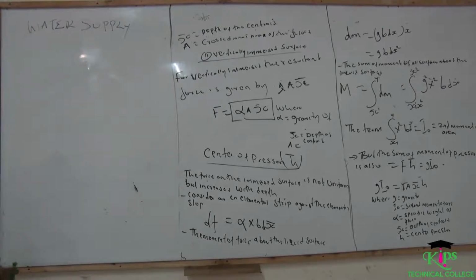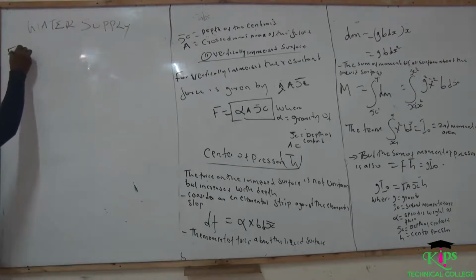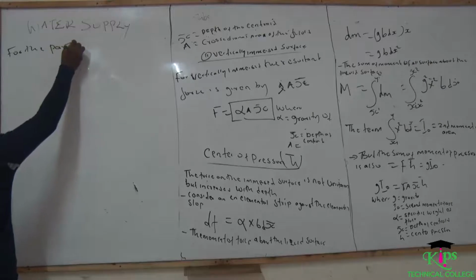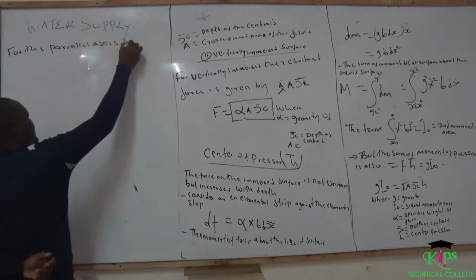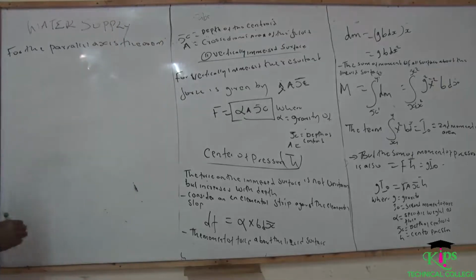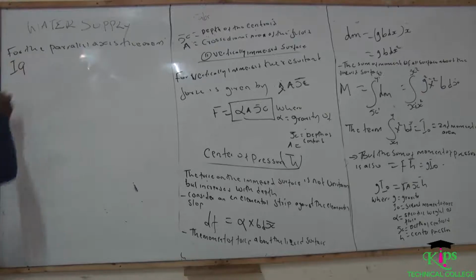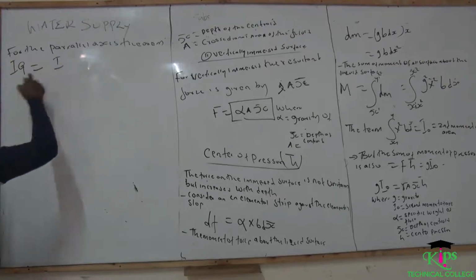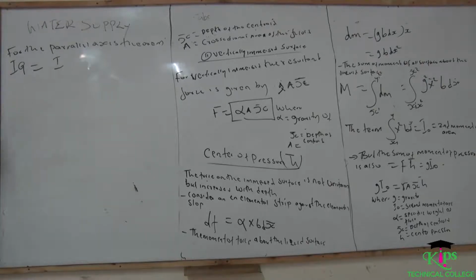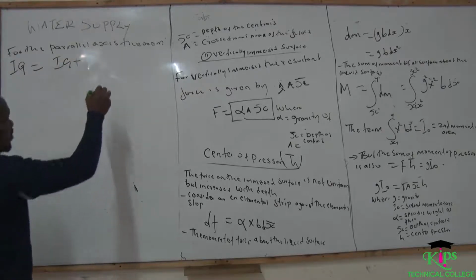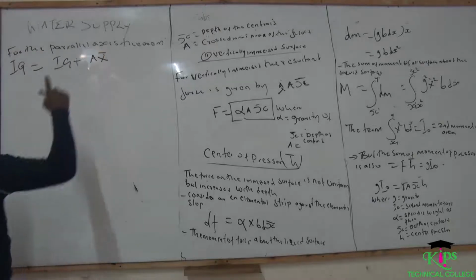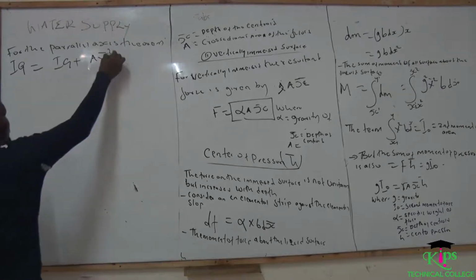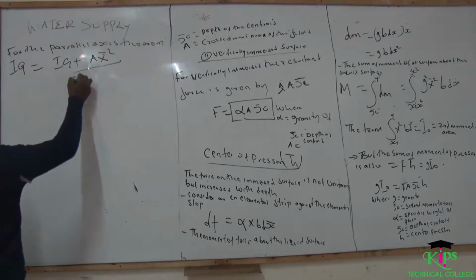So we say, from the parallel axis theorem, you know that the moment of inertia, which is given as IG, is equal to the moment of inertia against the center of gravity plus the area times the depth of the centroid squared. Then we divide it by the area times the depth of the centroid.